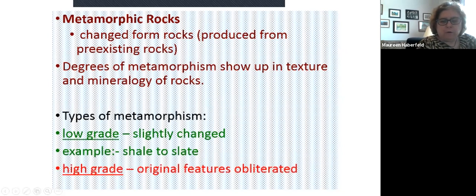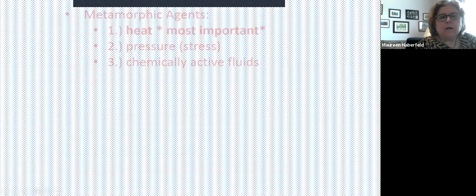And then higher grade metamorphism, it doesn't look so much like the original rock. So if you go from shale to slate and then it undergoes more metamorphism, it may become the rock schist or gneiss. It doesn't look anything like the original rock shale. So it's just how much metamorphism has occurred to the rock.